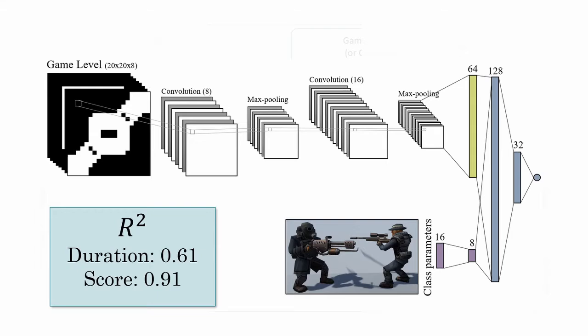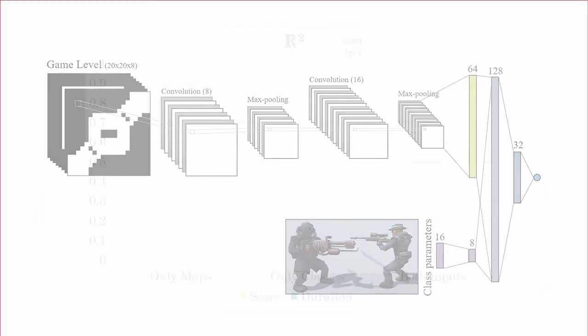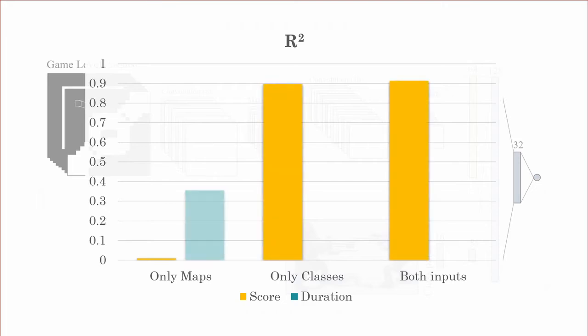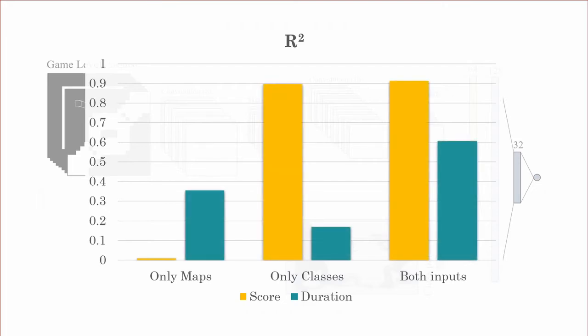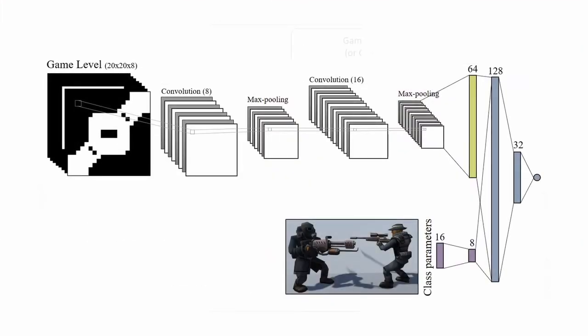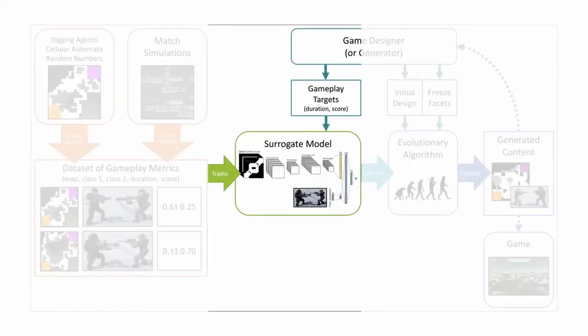This model is based on the assumption that we need both facets for a good gameplay prediction. And indeed, when we train the model on only one of the two facets, the explained variance of the model is reduced. Especially duration prediction benefits from combining both inputs. With the model in place, we move to phase 3.